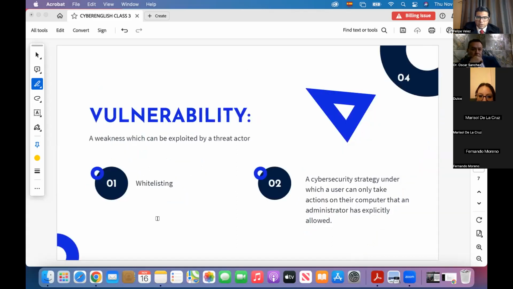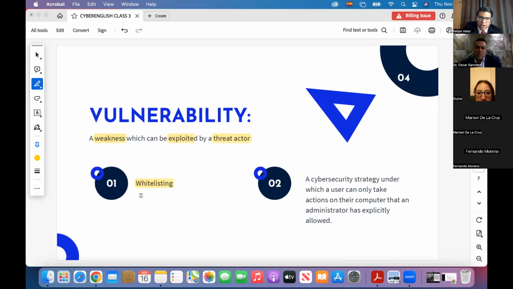What is a vulnerability? A vulnerability is a weakness. Again, pronunciation: weakness, which can be exploited by a threat actor. So let's elaborate. Vulnerability is a weakness. Simple. See how we elaborate? Just one word. Vulnerability is a weakness. That's it. Very simple.